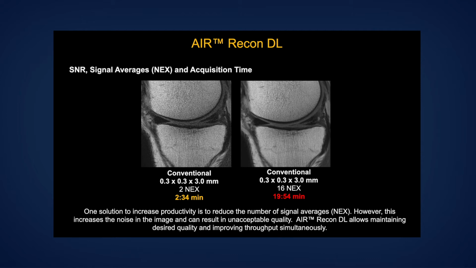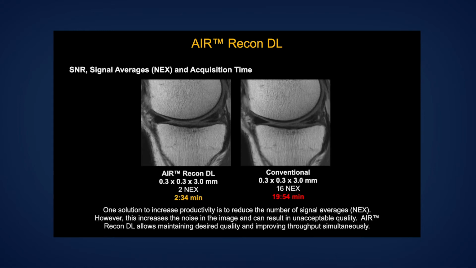And what we believe is needed to obtain adequate SNR in this experiment is to acquire a 20-minute long sequence using 16 NEX. However, if we take our conventional acquisition at two NEX and run it through our AIR Recon DL algorithm, we've obtained an image of similar SNR, at least visually, compared to the conventional image on your right, in 2.5 minutes compared to a potentially 20-minute acquisition, which obviously no one in their right mind should run.